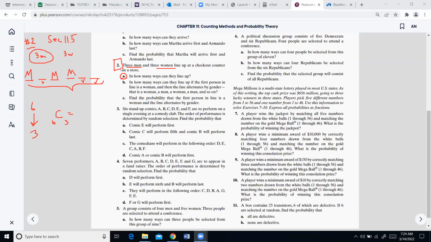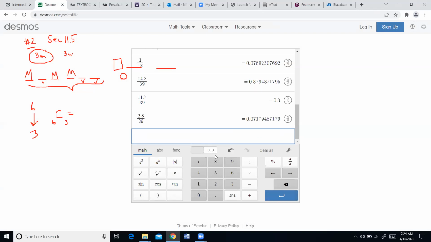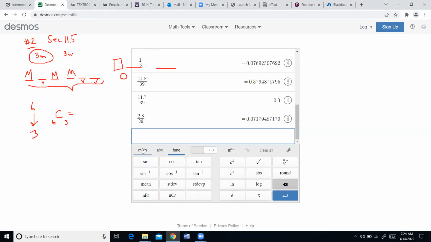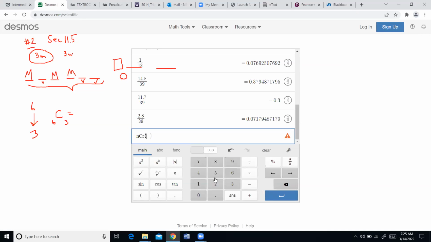I take a calculator and get the functions right here. Remember, main menu, the function menu. In the last row, there's a number of combinations. And then I go back to main and put 6, 3 in the parentheses. And I get the result, 20 is the answer. So they ask me for the number of ways to line up people there. So, okay, we put 20 for the answer.